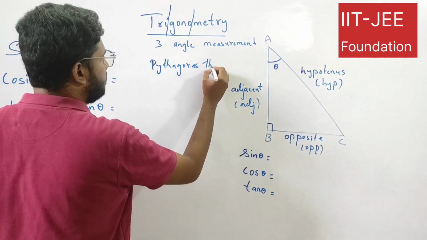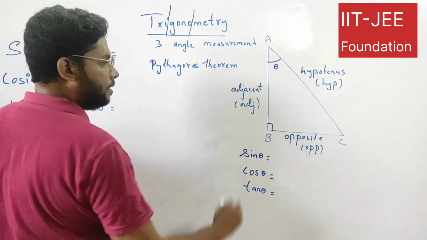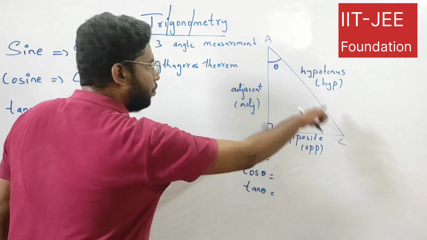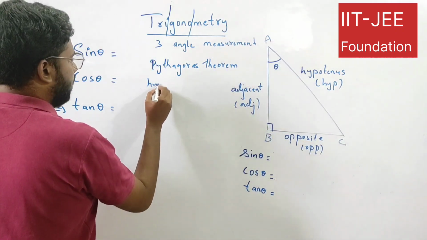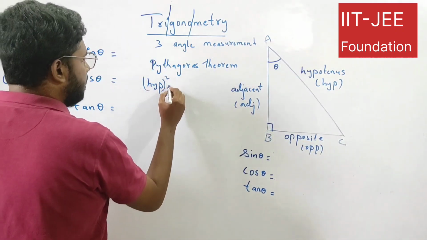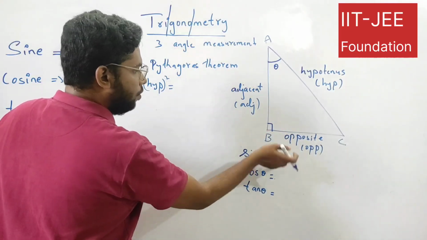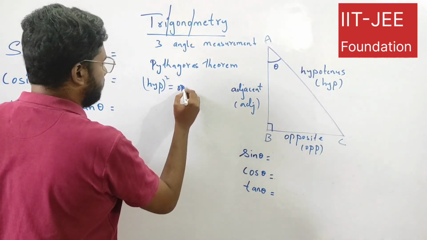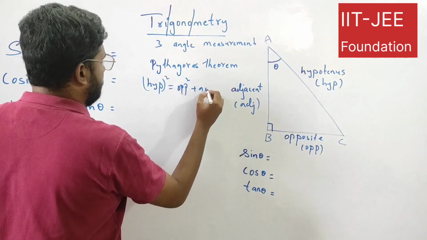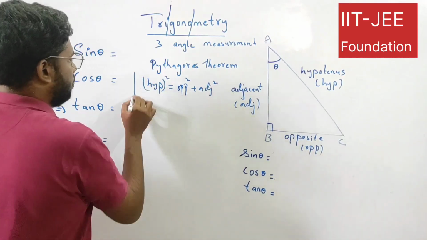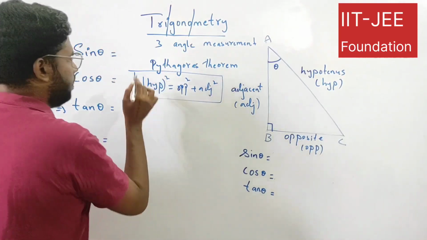Pythagoras theorem. What does the Pythagoras theorem state? It states that the square of the hypotenuse is equal to the sum of the squares of the other two sides. What are the other two sides? That is our opposite side square plus our adjacent side square. So this is the important formula, that is the Pythagoras theorem.